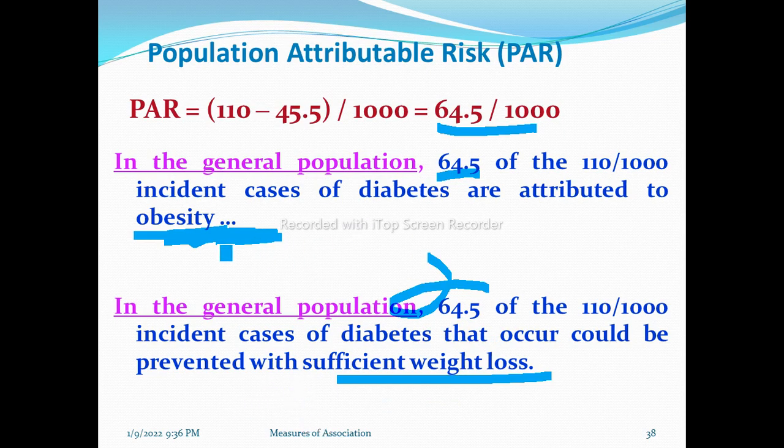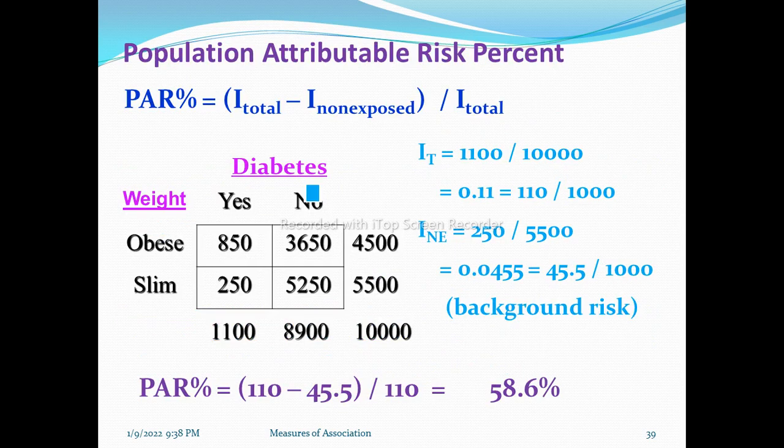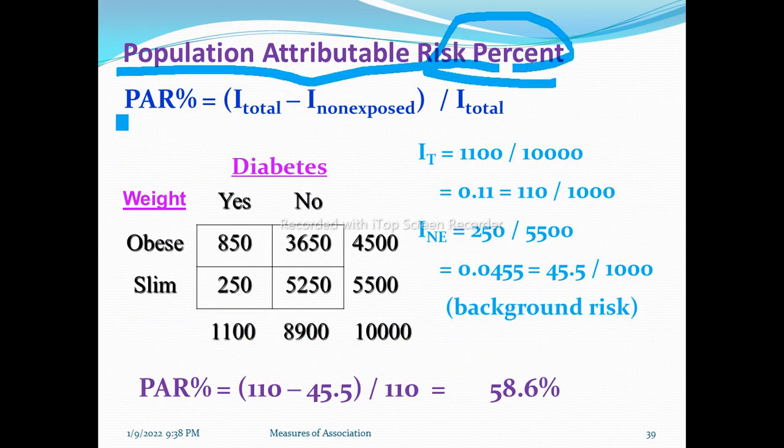So in population attributable risk, we say in the general population, but in attributable risk, we say in the exposed population. Now the last type of parameter which measures the strength of association is population attributable risk percent. Population attributable risk percent is calculated as incidence in the total population minus incidence in the unexposed population, over incidence in the total population, times 100. So this is the same example.